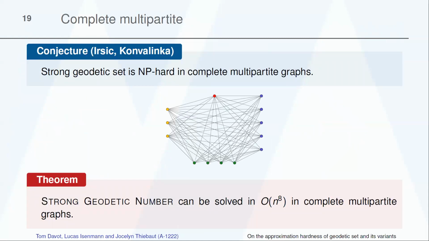So final things. There was a conjecture that strong geodetic set is NP-hard in complete multipartite graphs, and we proved that it's not the case. We gave an algorithm in O(n^8) that solved the problem in this class of graphs. And the idea here is to use dynamic programming.